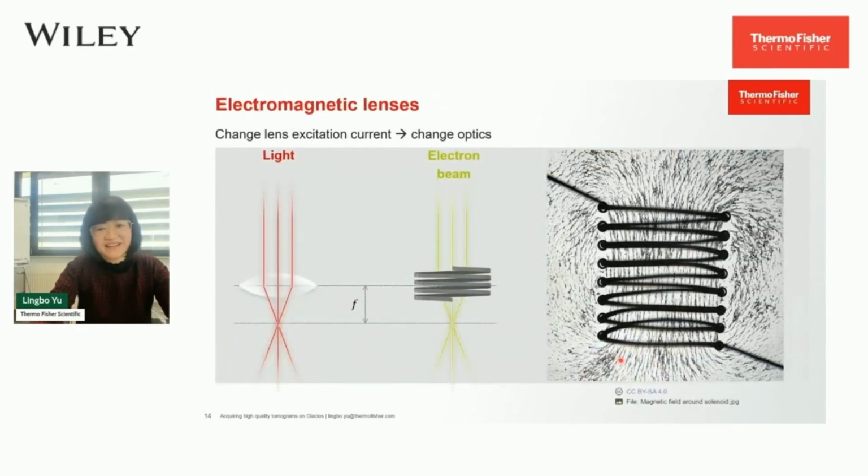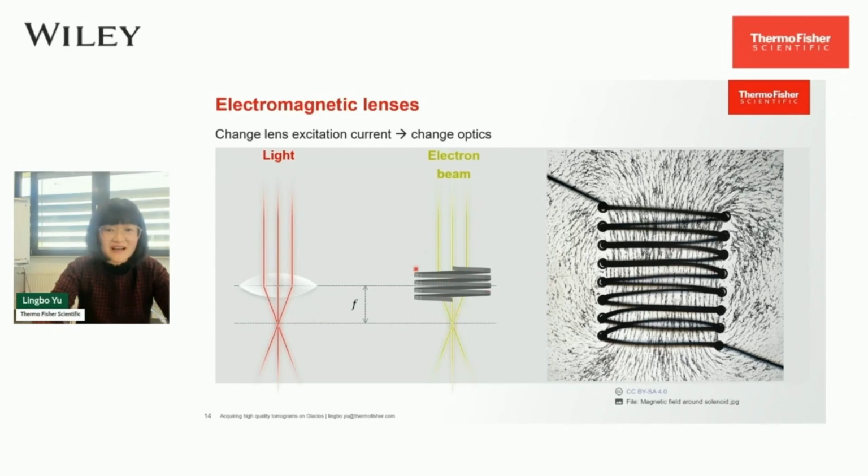Now let's step back a little bit to see what's the basis of an electron microscope. So this is a classic ray diagram of a light microscope we all see in our high school textbook. Light gets bent when passing the lens and focuses onto the focal point. The electron microscopes share the exact same principle. The only difference is we don't use a lens.